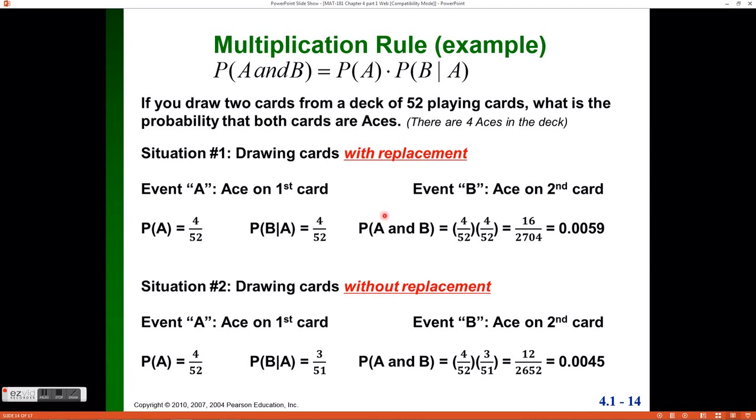To find the probability of both of these events occurring, I would need to multiply. So when I multiply these two values, I get a fraction that would be 16 over 2,704.